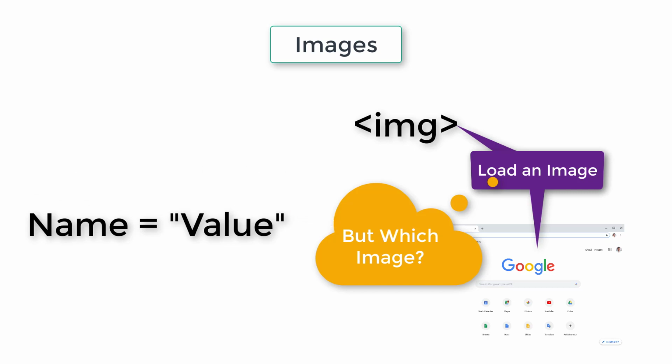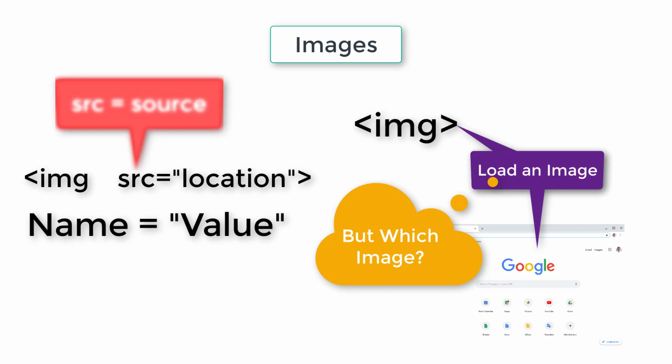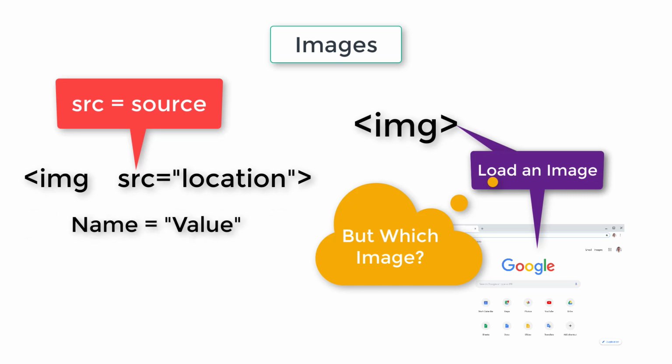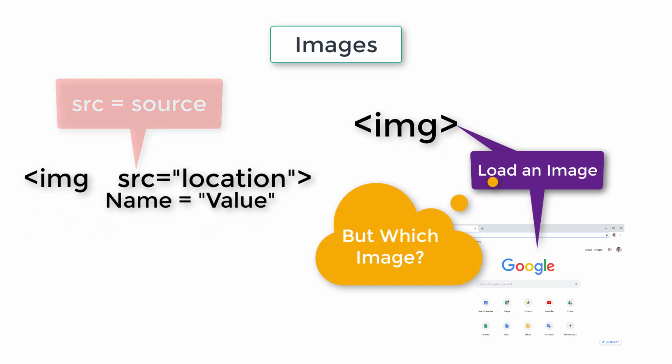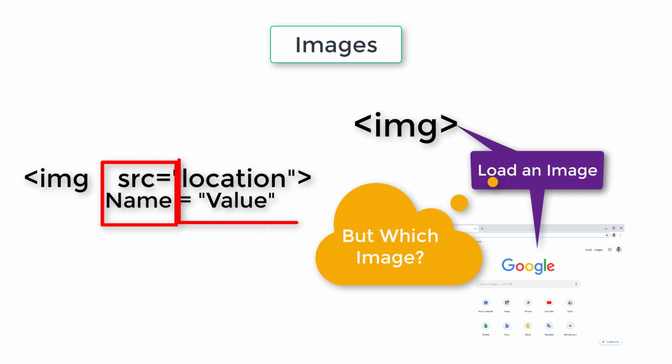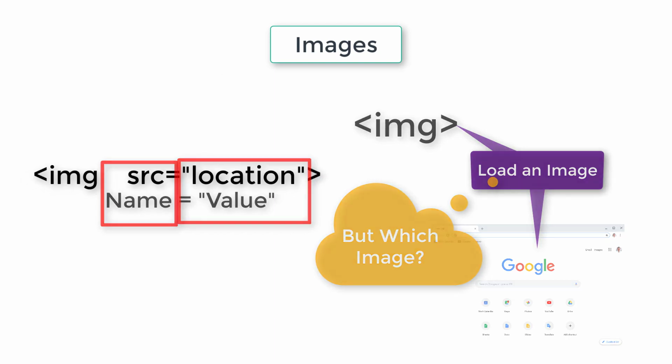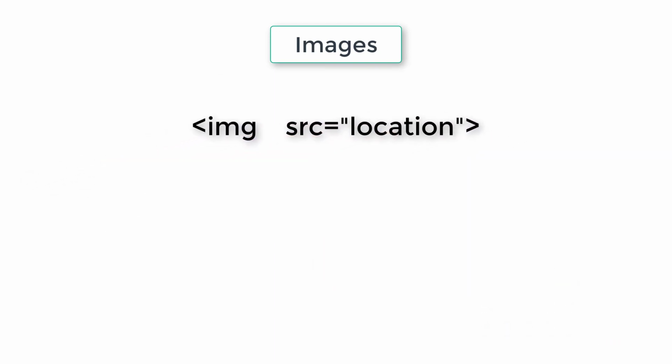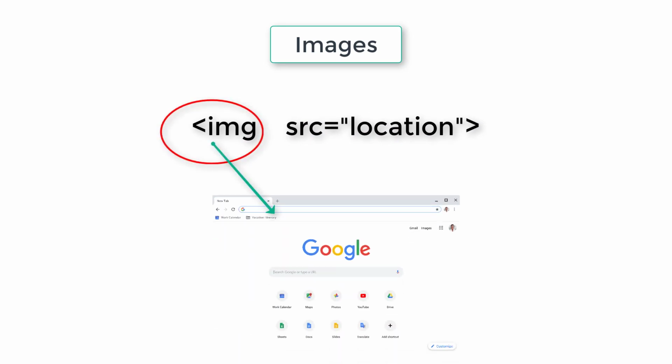Inside the image tag, we use Src attribute. Src stands for source. We know that attributes come in name-value pair. The Src is the name and the location of the image is the value. So when we use image tag in this way, it tells the browser to load the image from image location and display it on the web page.